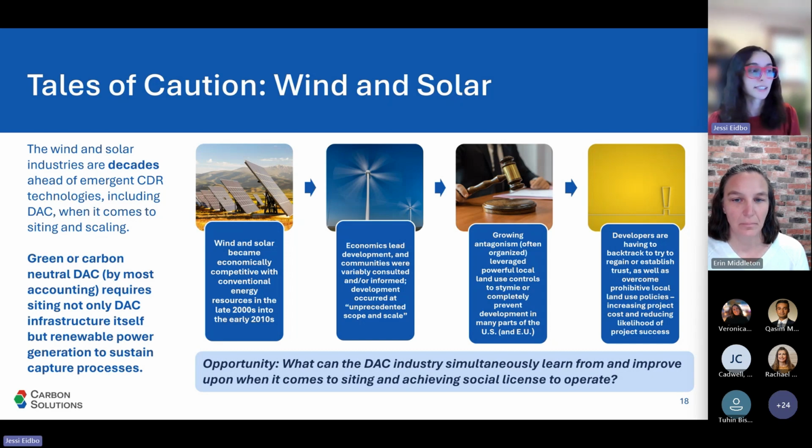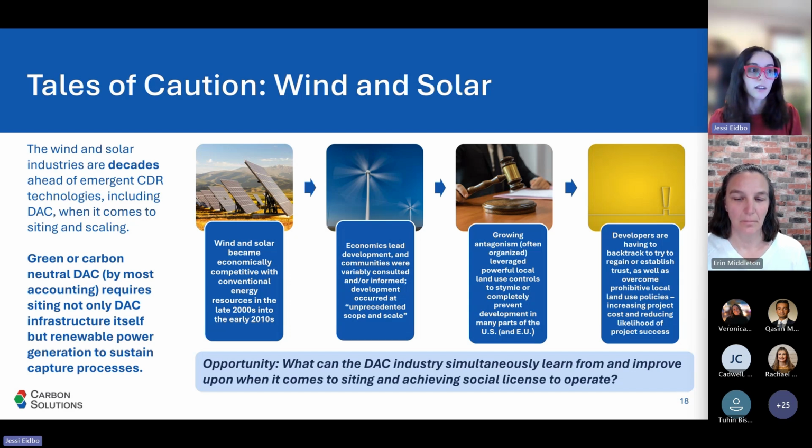The issue emerged in the third box, where the variable community consultation started to trigger a little bit of antagonism, and that was often organized. It was often leveraging local land use controls, and it got to the point where we saw pretty wide scale use of local land use authority to ban, prohibit, and restrict the development of renewable energies, irrespective of whether a developer had already procured land leases, et cetera.